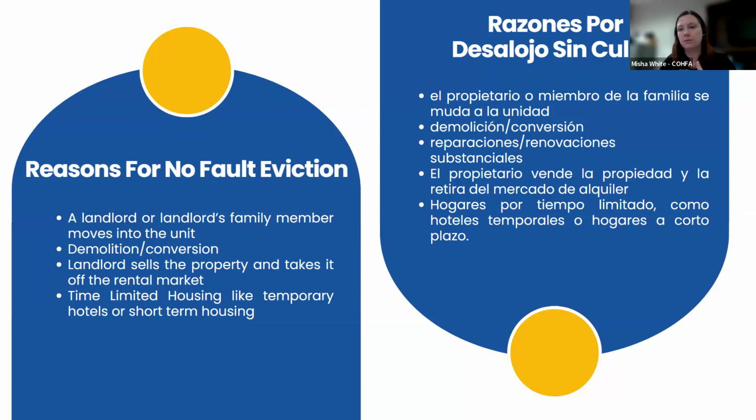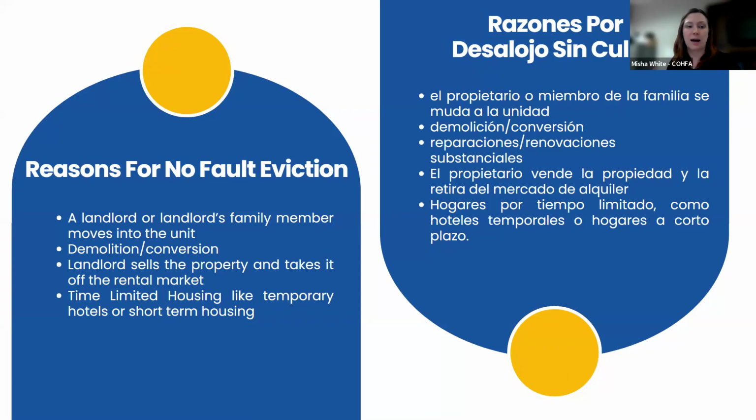Right now, if you think about the end of a lease, or a month-to-month lease, a landlord basically can say, for whatever reason, bye, we don't want you here. This would limit those reasons to four. Maybe a landlord wants their family member to move in, or maybe they want to move into the unit themselves. That would be a no-fault reason. Maybe they are demolishing or converting the unit. That would be a reason. If the landlord is planning on taking it off of the rental market altogether and selling the property, that would be a reason.